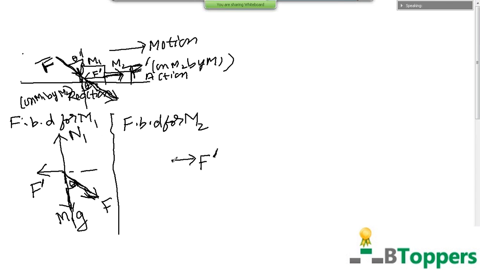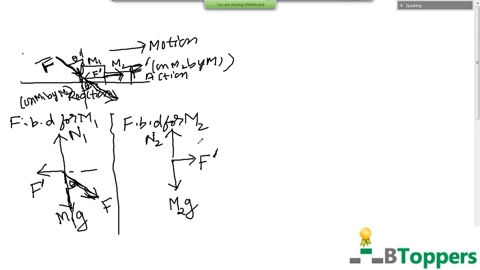Now coming to the mass M2, the weight M2G is the gravitational force on M2 by the earth, which acts vertically downwards. Let N2 denote the magnitude of the normal reaction force on M2 by the floor, which acts perpendicular to the surface of the floor and directed away from the surface of the floor in contact, that is, vertically upwards.